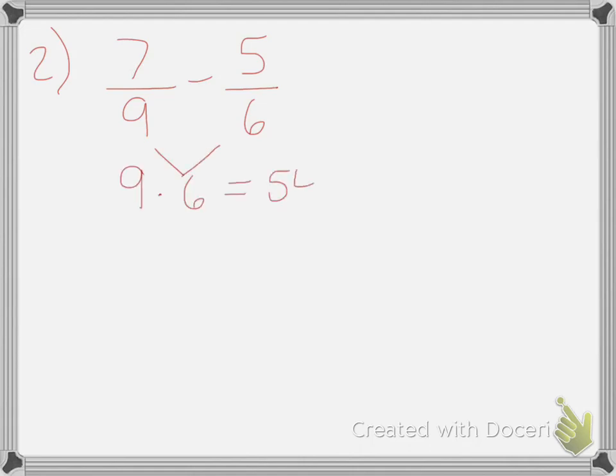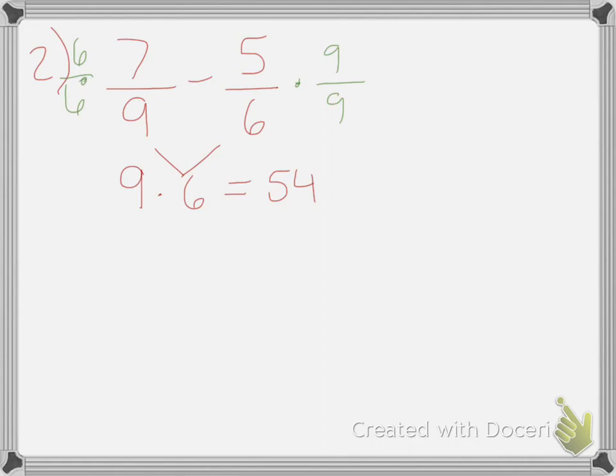So hopping into number 2, we've got 7 over 9 minus 5 over 6. Once again, foolproof method way would be to just go ahead and do 9 times 6, get 54 to be the common denominator. There's other numbers that 9 and 6 both go into. You can use those as well. I'm just going to show you this way, since it works every time.